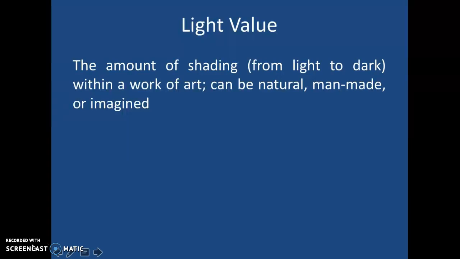Moving on to light. Light value refers to the amount of shading from light to dark within a work of art, and it can be natural, man-made, or imagined. Light within a work of art is an important element for an artist to consider. The source of a light illuminating an image often dictates location and color palette. It can also play into the emotional impact of color within a work of art.